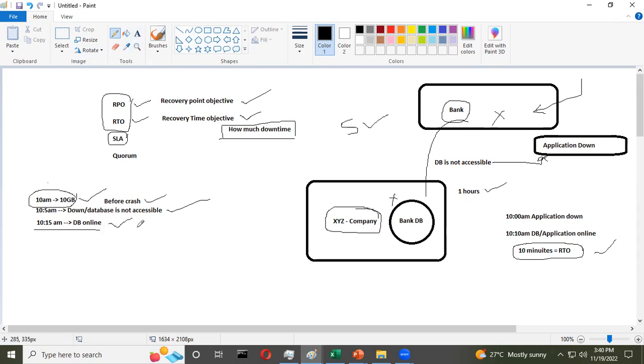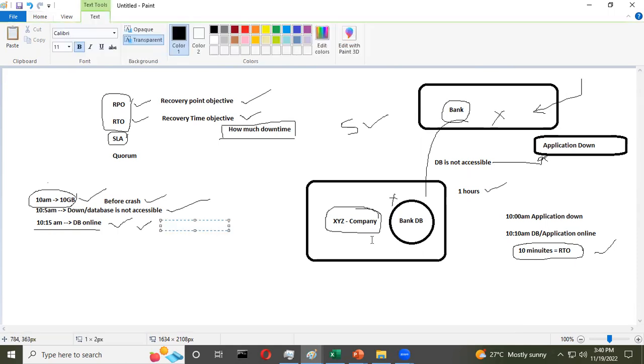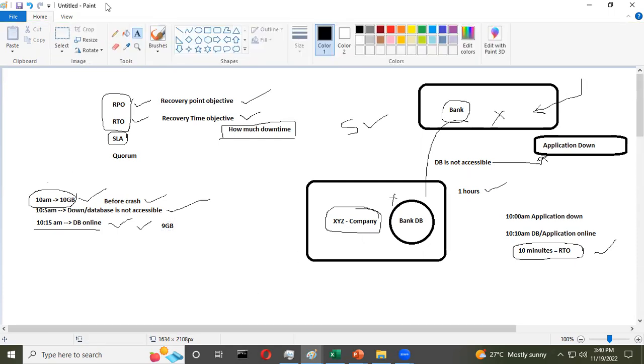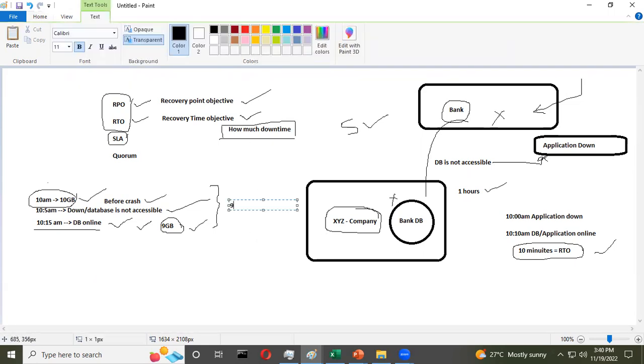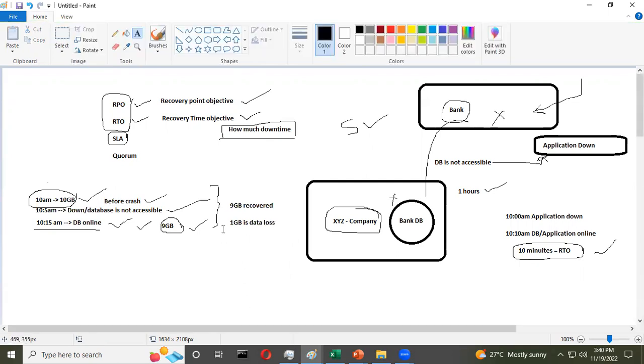So when the database is online, what is the data which is available? Let's say, for example, after 10:15 I'm able to get 9 GB of data. So I'm able to recover; we call this a recovery. I'm able to recover 9 GB of data. So what is the loss between before the crash and after the crash? 9 GB we recovered, and 1 GB is lost. So 1 GB data loss. This 1 GB data loss, we call it RPO, recovery point objective.